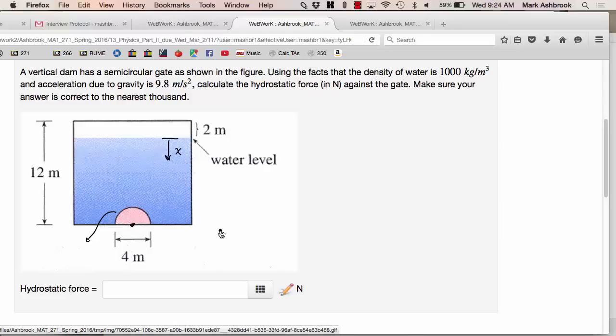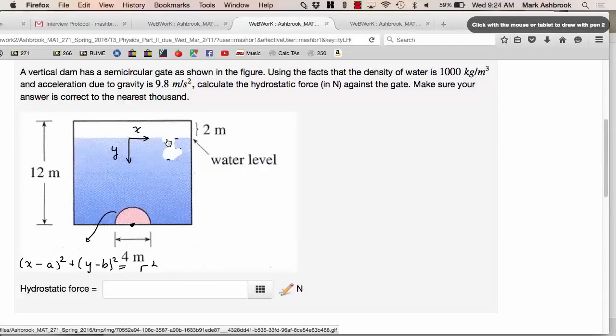Do you know the equation of a circle that's not centered at the origin? We should be able to do that. The equation of a circle centered somewhere other than the origin: x minus A squared plus y minus B squared equals r squared. Okay, so what is our A and B? If we're going to use x and y, maybe it'll be easier to do it this way: y this way and x this way, a little more consistent with what we're used to. So y will be up and down, but y will actually be positive going down from the surface, and x will be this way. So what is the equation of that circle for the dam gate?